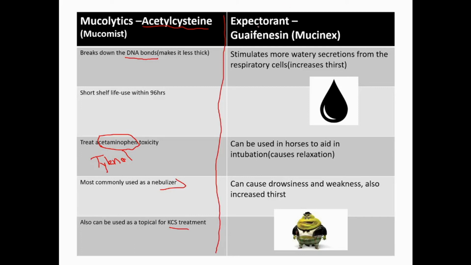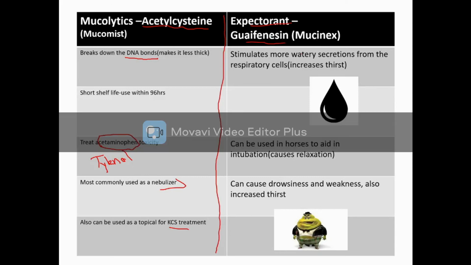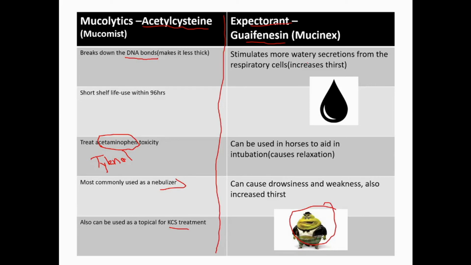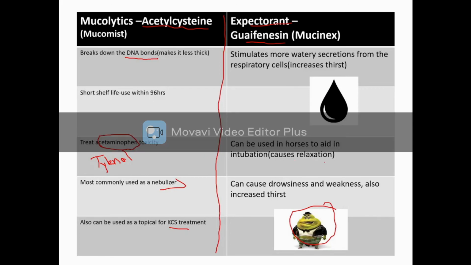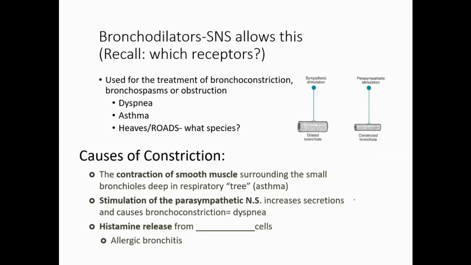On the other hand, we have the expectorants. An example would be guaifenesin or Mucinex. Guaifenesin is in Mucinex. Remember this little guy in the commercials, the Mucinex guy. We'll just call him guaifenesin. It stimulates more watery secretions from the respiratory cells. This will increase thirst, so it adds water. We also use it in horses to aid in intubation, it causes relaxation of the respiratory tract, so the larynx and the pharynx, and it can cause drowsiness and weakness, and that increased thirst.